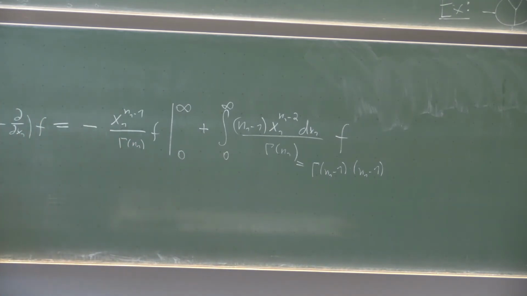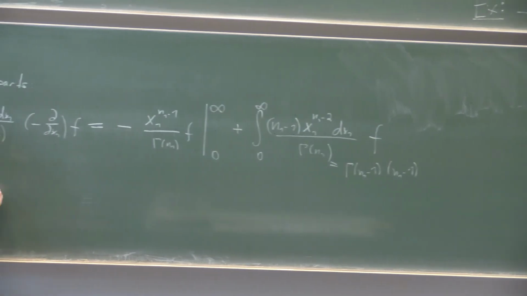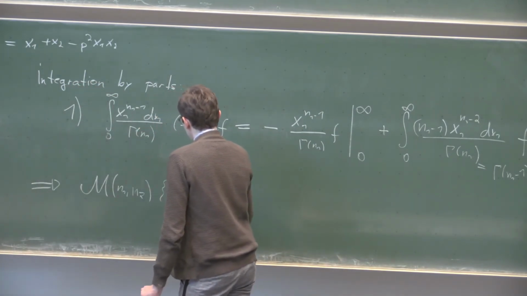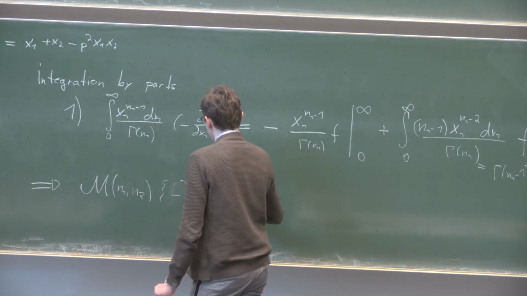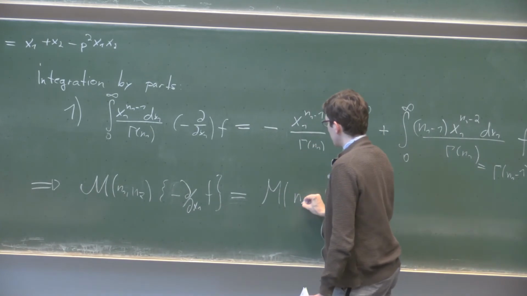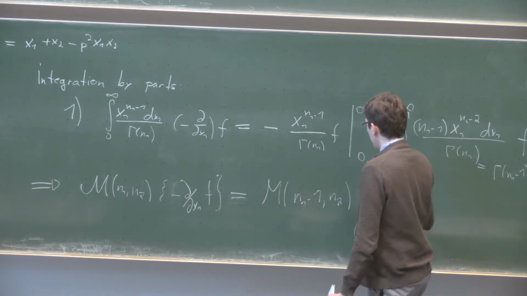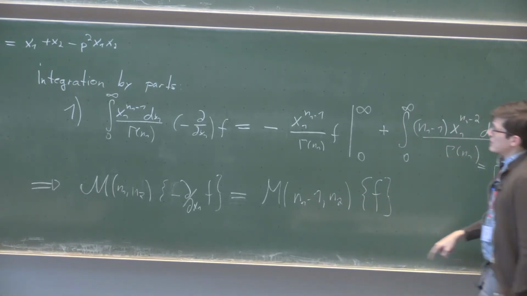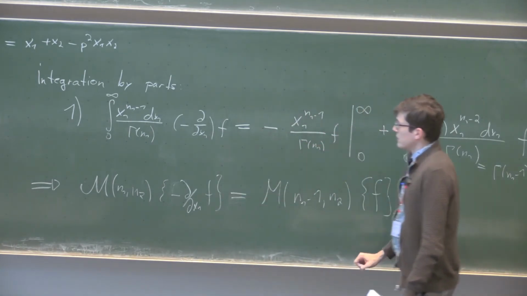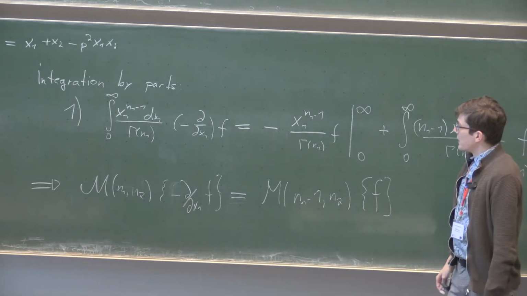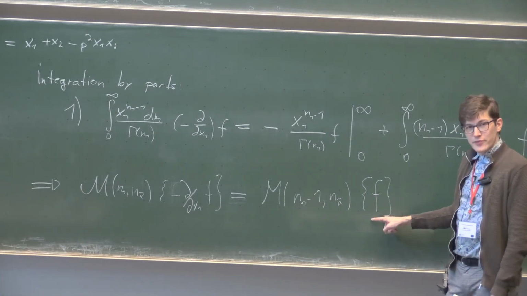So we conclude that if we do this Mellin transform of the derivative d by dx1 of a function f, then we get the same thing as the Mellin transform where we've just decreased n1 and Mellin transformed f. So the right-hand side is the second term. This is just what I've written on the left. x2 didn't participate in this integration by parts, so it doesn't matter. And the point is this is an identity that holds everywhere.